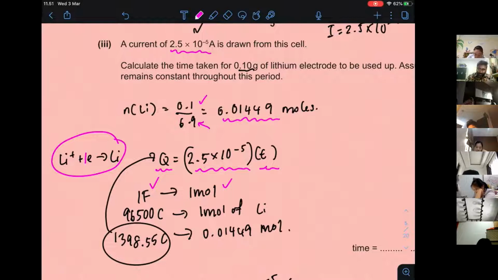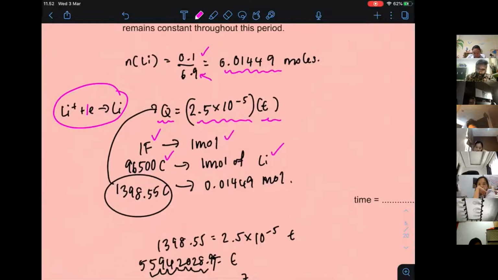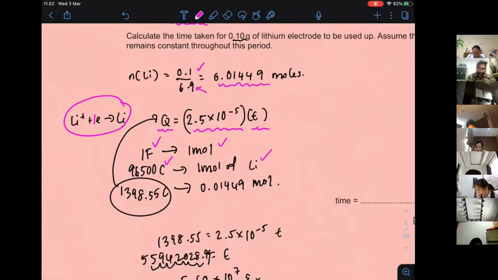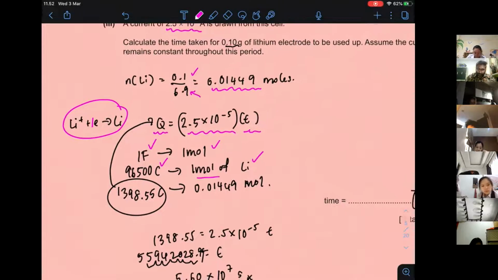So 1 Faraday, I know the charge. This one we normally memorize, 96500. It's going to give you 1 mole of lithium. Now I don't have that column. The column that I have, I need to find out what it is going to be. If I have 1 mole of lithium, then 96500. But now I don't have 1 mole of lithium. I have this amount of mole.